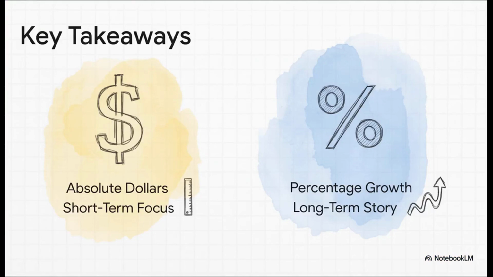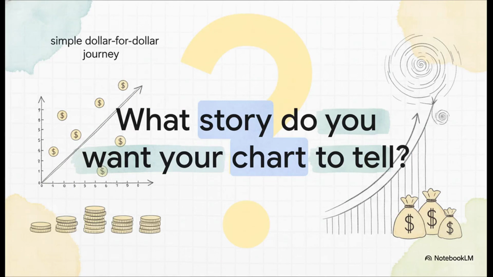All right, so let's lock in the big takeaways here. Use a linear scale when you care about absolute dollars, maybe for some short-term trading. Use a log scale when you want to see the real story of percentage growth, especially over the long term. Remember, the scale you pick fundamentally changes the chart's narrative, and that's exactly why most experienced analysts live on the log scale. It gives them that crucial proportional context. And really, it all comes down to this one question. Are you interested in the simple dollar-for-dollar journey, or are you trying to understand the compounding story of growth over time? The scale you choose is the lens through which you're going to find that answer.